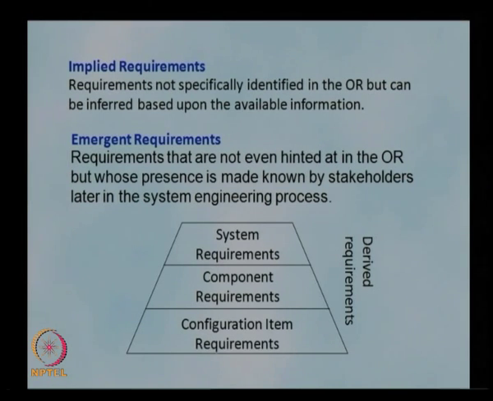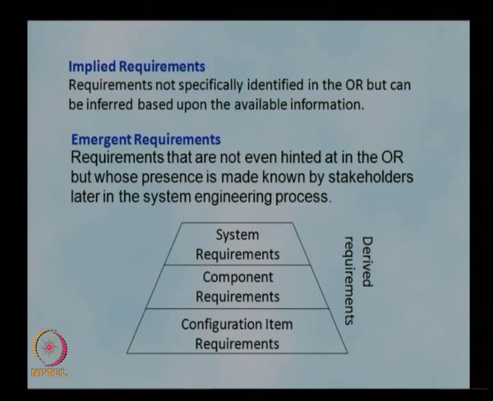And then we will have some emergent requirements, the requirements that are not even hinted at in the originating requirements, but whose presence is made known by stakeholders later in the system engineering process. So, once we start the system engineering process, the stakeholders may come up with new requirements, saying that we identified some other requirements. So, we need to incorporate these requirements also into the system. So, these kinds of requirements are known as emergent requirements. In the design process, we should have the flexibility to incorporate such requirements to the maximum extent possible, so that the customer will be happy with the system that is designed and developed for them.